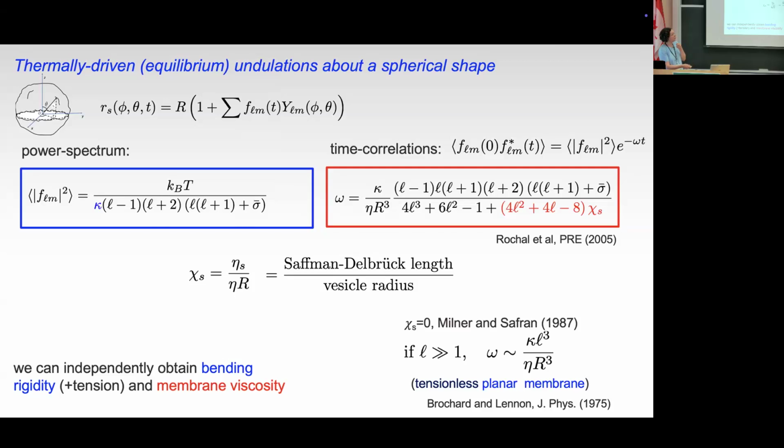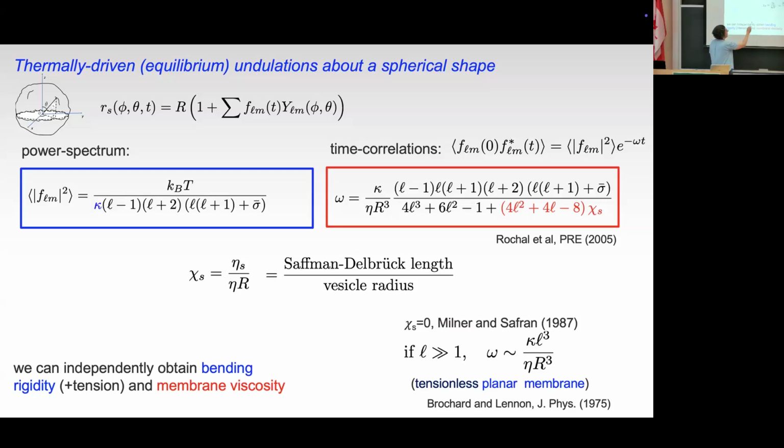But now there is a new term here, which is the ratio of the 2D shear viscosity to the 3D bulk viscosity. So you can think of it as a ratio of two length scales. The ratio of the 2D shear viscosity to the bulk viscosity is something called the Saffman-Delbrück length.